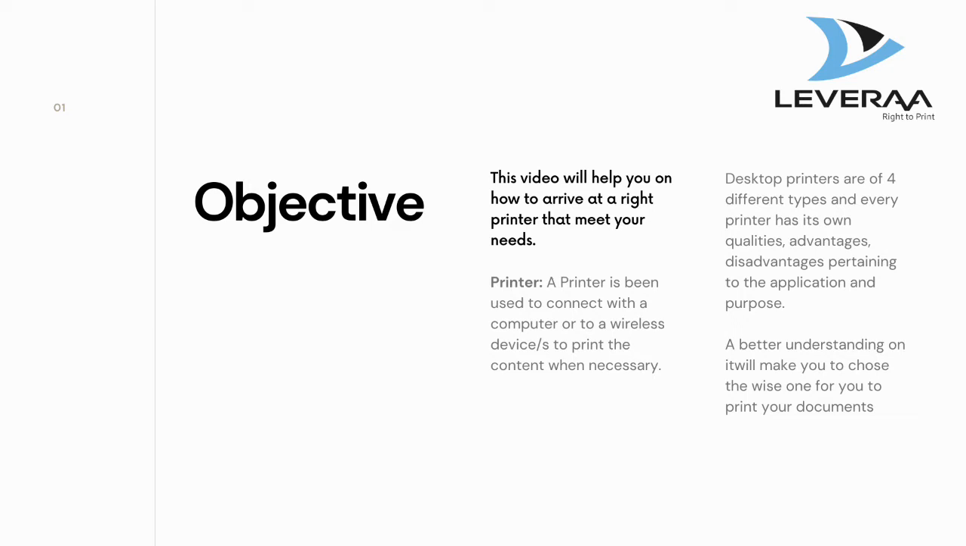Why do we use a printer? A printer is used to connect with a computer or a wireless device to print content when necessary. Desktop printers are of 4 different types and every printer has its own qualities, advantages and disadvantages pertaining to the application and purpose. A better understanding of it will help you choose the wise one to print your documents.